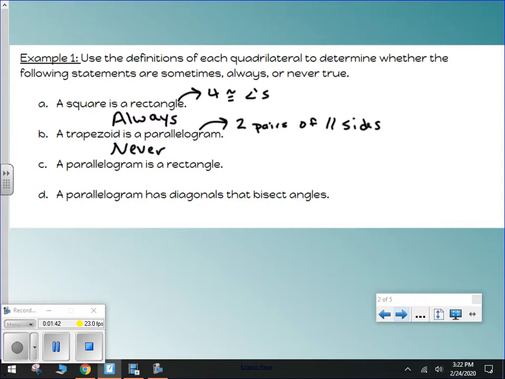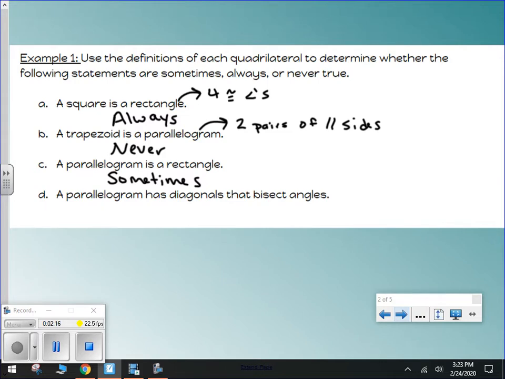A parallelogram is sometimes a rectangle. Both have 2 pairs of opposite sides congruent, but a rectangle has 4 congruent angles. Now we're talking about a parallelogram being a rectangle. I could have a rhombus, and that's also a parallelogram because I have 2 pairs of opposite sides parallel. So it doesn't always have to be a rectangle. I could have a rhombus or a square to be a parallelogram.